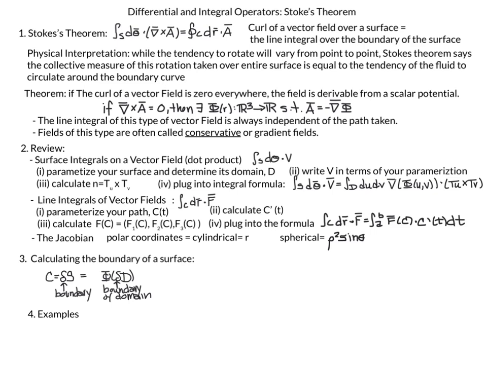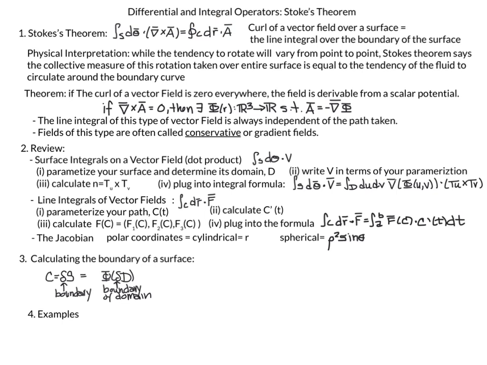Our first topic is Stokes' theorem, which relates the surface integral of the curl of a vector field to the line integral of that vector field. We have a physical interpretation that while the tendency to rotate will vary from point to point, Stokes' theorem says the collective measure of this rotation, measured by the curl, taken over the entire surface, is equal to the tendency of the fluid to circulate around the boundary curve.